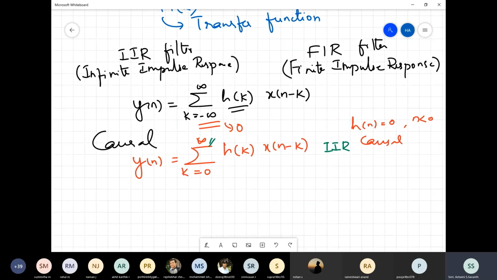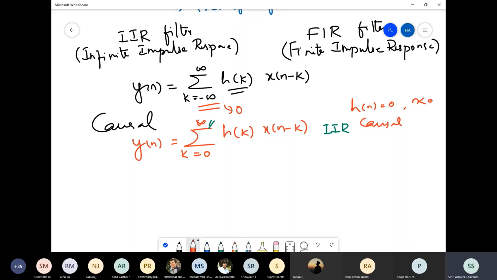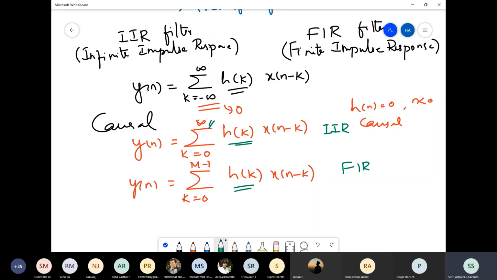On the other hand, for an FIR filter, y of n will be summation k 0 to m minus 1. That means there are a finite number of samples in this filter. Let's say you have m samples in the impulse response of an FIR filter, x of n minus k. So this is an FIR filter that we are talking about. It has a finite number of samples in its impulse response. So we need to find what this h of k is in the case of IIR and FIR filters.